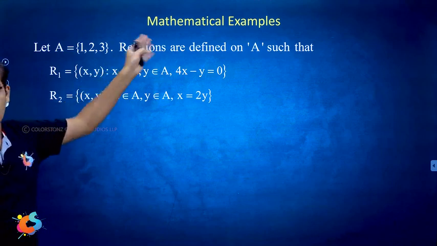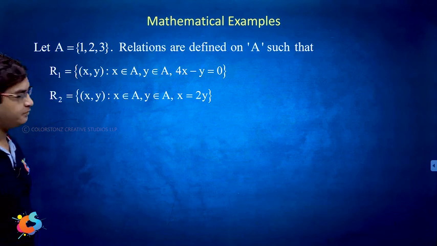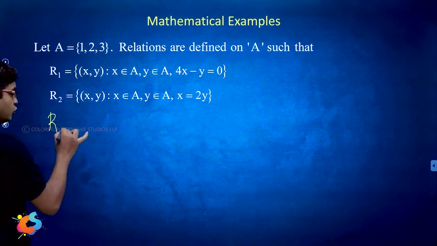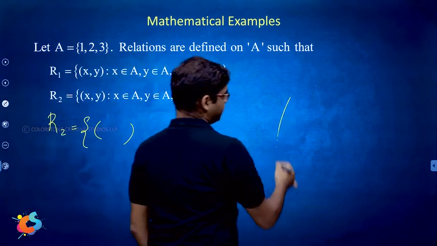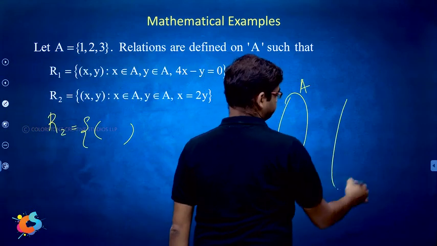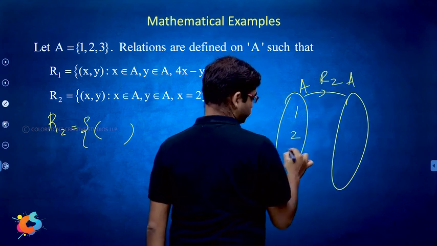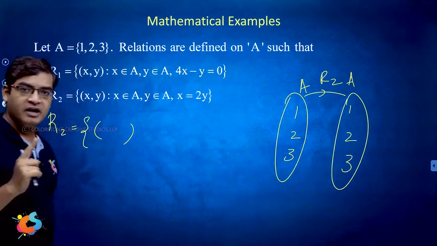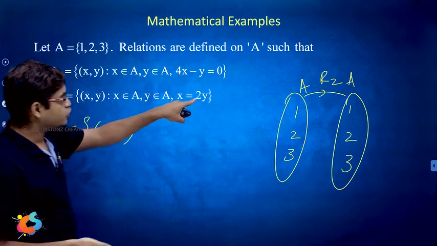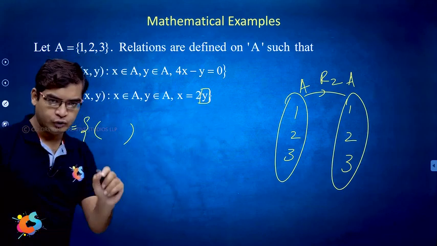This is also defined on A. Now here the condition is x is equal to 2y. So the x coordinate should be twice the y coordinate. Okay. For clarity, we can draw this diagram. So this is R2, 1, 2, 3, and 1, 2 and 3. Now x should be equal to 2 times y. What can y be? Y can be 1 or 2 or 3.